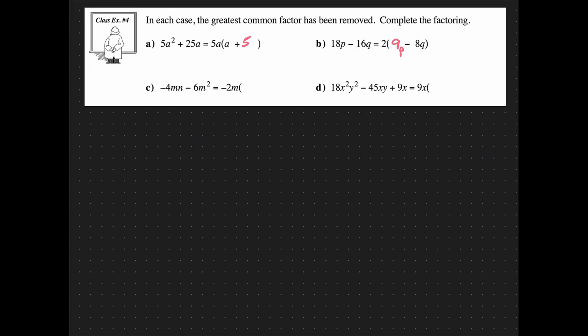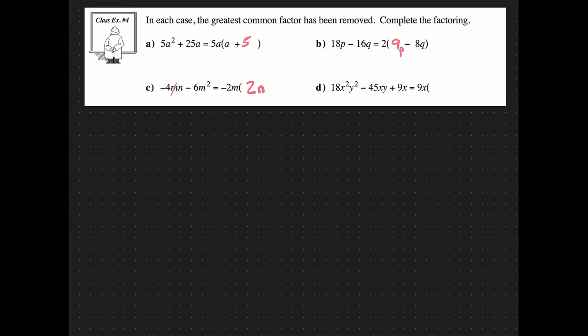Okay, and let's move on to the third one, part C. So I've got negative 4mn minus 6m squared, and what did we pull out? We pulled out a negative 2m. So if I pulled out a negative 2m, what do I have remaining? Well, negative 4 divided by a negative 2 leaves me with a positive 2. I also pulled out 1m. There was 1m to start with, so those are gone. And the n was there. I didn't pull out an n, so that is still inside those brackets.